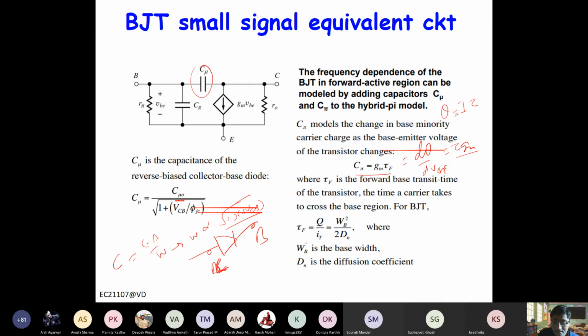Then this tau_F, of course, you can get if you compare these two, q by I, right? Now q is the charge stored here in the base region, due to minority carriers, and tau is basically the time taken for these charges to cross over. So we can relate that I is q by tau, right? So tau can be written as q by I. Now q is basically the total amount of charge.